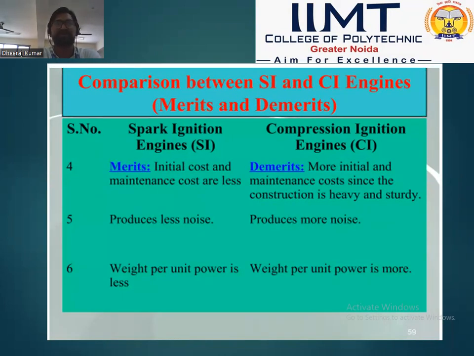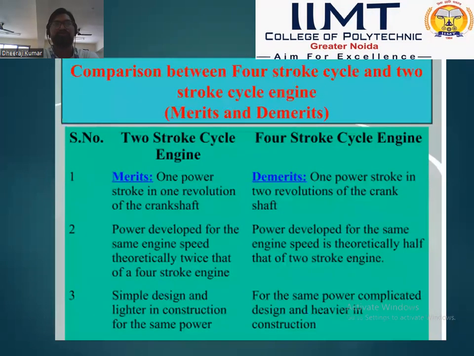Fourth difference between SI and CI on the basis of merits and demerits. Merits: initial cost and maintenance cost are less. Demerits: more initial and maintenance cost since the construction is heavy and sturdy. SI produces less noise, CI produces more noise. Weight per unit power is less in SI, and more in CI.